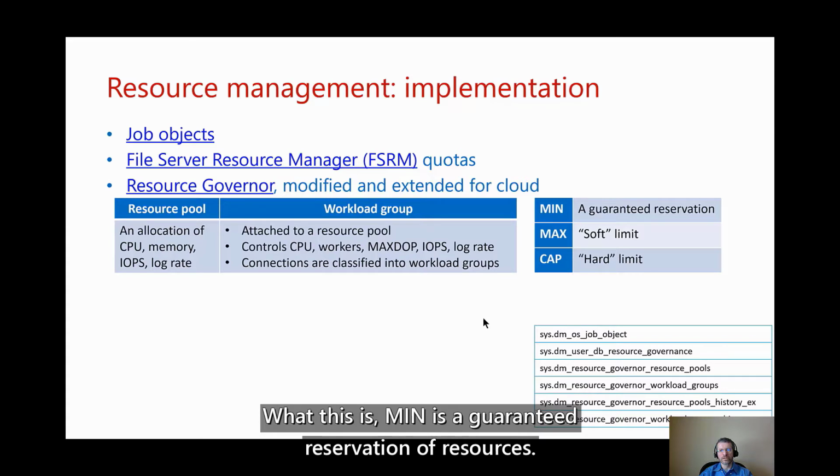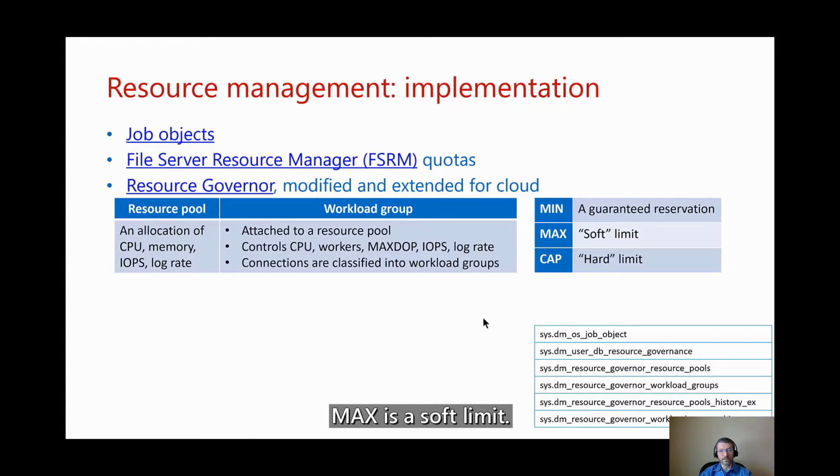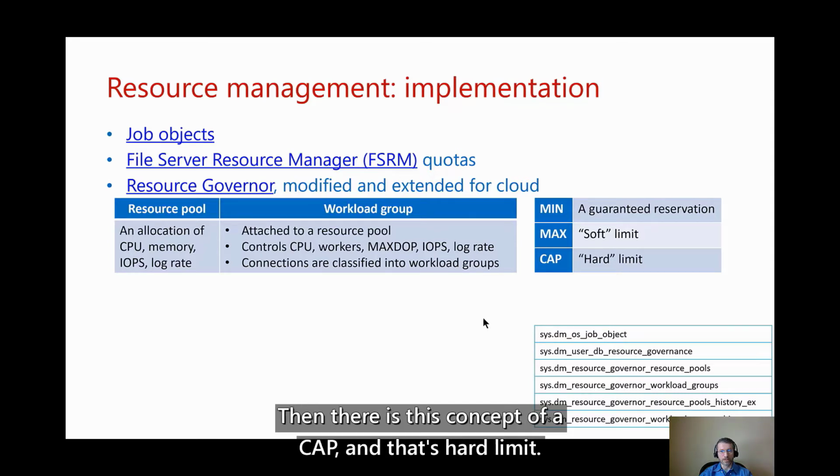And what this is, a min is a guaranteed reservation of resources. So if, let's say, at the resource pool level, you set a minimum on, say, CPU, you're guaranteed that amount of CPU for that resource pool. A max acts kind of a soft limit. That's how far you can go if there is no resource contention from other workloads, right? And then there is this concept of a cap, and that's a hard limit. For example, if you set a cap on CPU, you cannot really exceed it, right?